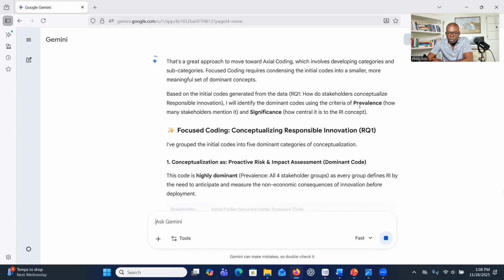Yes, so the system is using prevalence and significance. The prevalence is the number of participants that are connected to a specific code, and also the number of quotations that are connected to a specific code. And also it considers significance, or importance, looking into the quality in terms of how the code is connected to the phenomenon or the research question that you are focusing on.